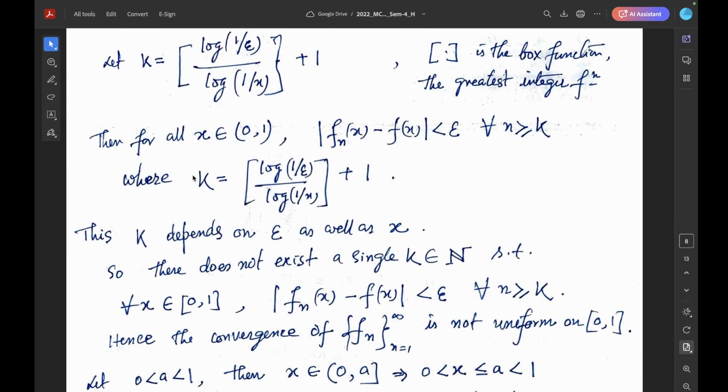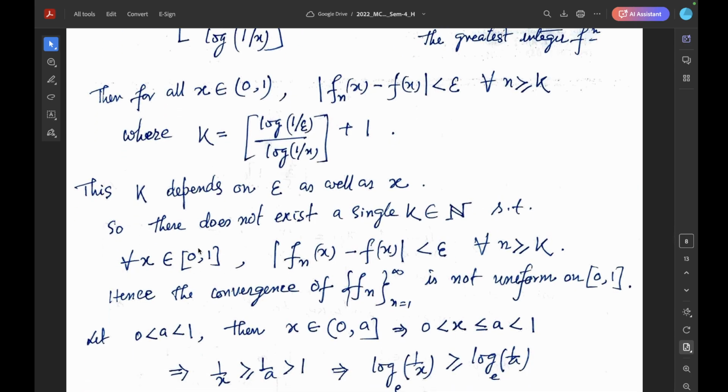And this k depends on the epsilon as well as x also. So this k is not unique, not a single k belonging to the natural numbers. This k is for all x belonging to the closed interval. So convergence of this sequence of functions is not uniform in the closed interval 0 1.